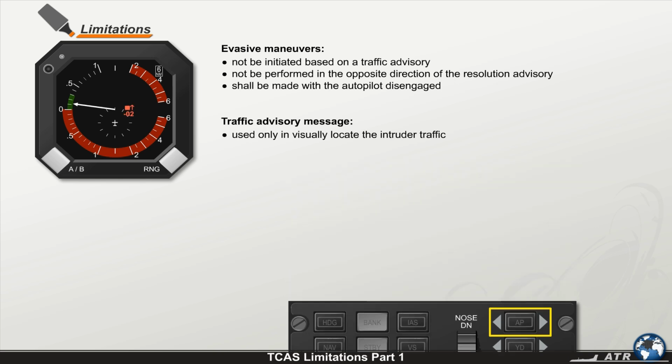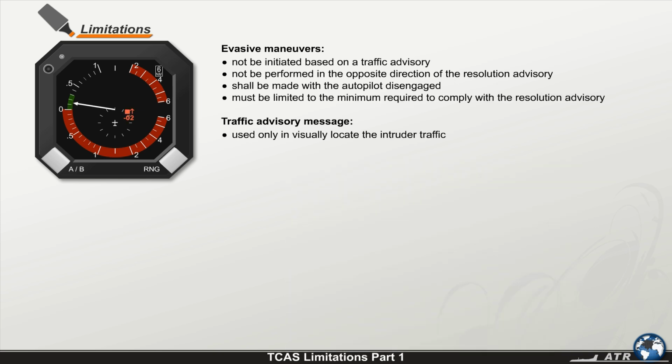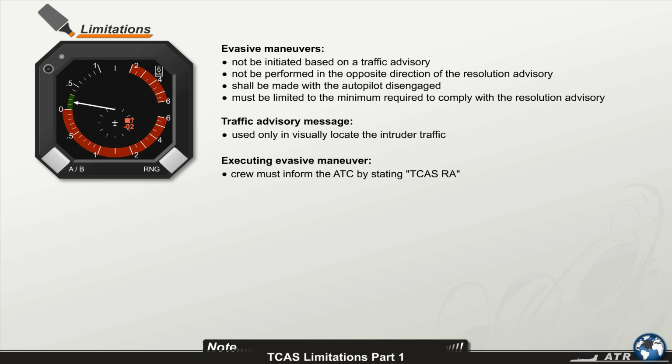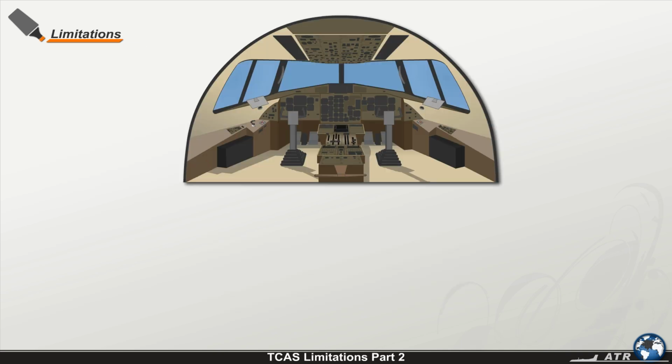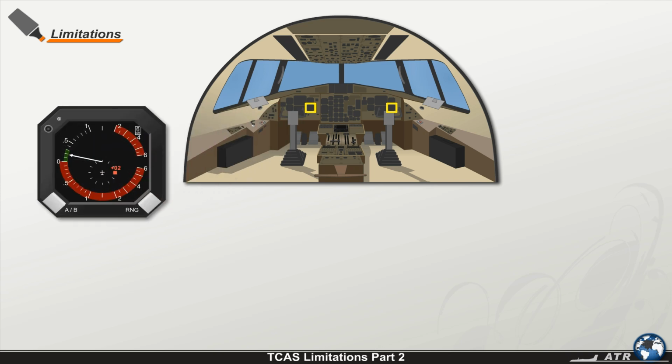Evasive maneuvers must not be performed in the opposite direction of the resolution advisory and shall be made with the autopilot disengaged. All evasive maneuvers must be limited to the minimum required to comply with the resolution advisory. When executing an evasive maneuver, the crew must inform air traffic control by stating TCAS RA, and once receiving the TCAS oral message, Clear of conflict, the crew shall inform ATC and return to the previous air traffic control clearance.